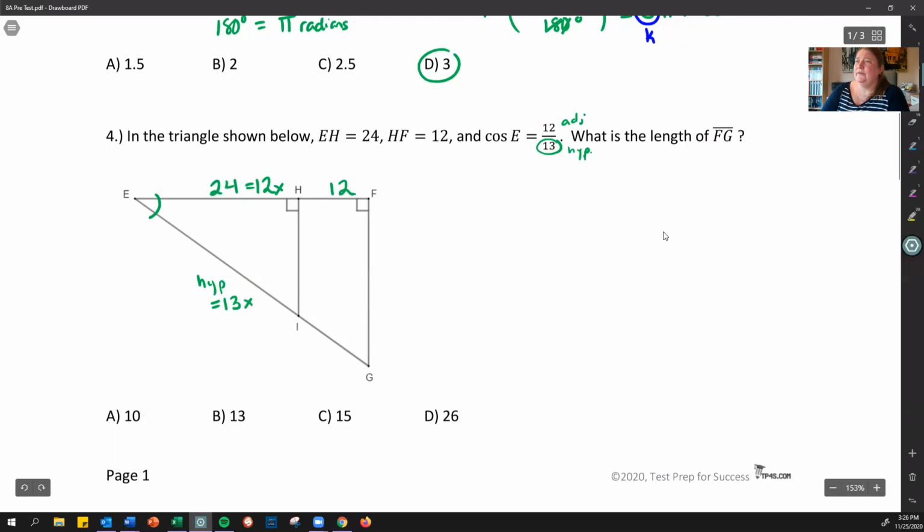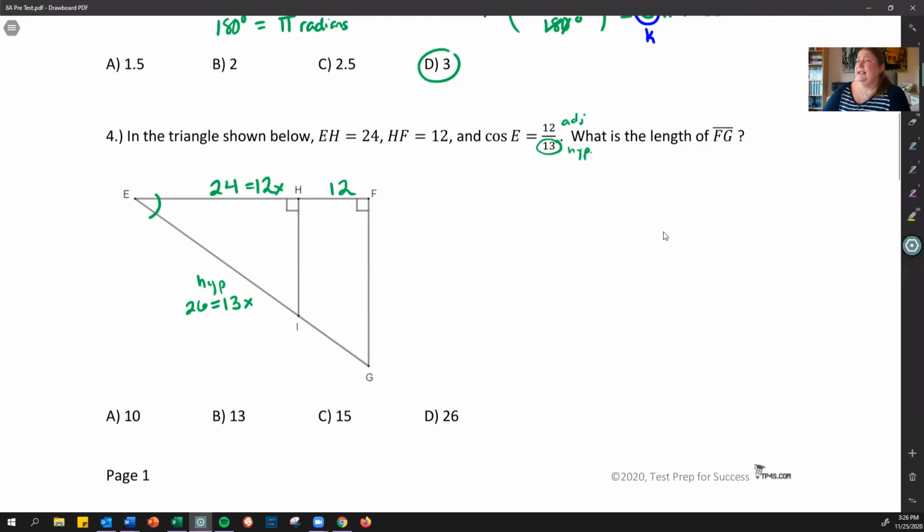And then looking that 24 is 12x, I think you can solve that equation in your head and say, oh, x must be 2 because 12 times 2 is 24. So now that we know x is 2, we'll say 13 times 2 is 26. Oh, I know what the hypotenuse is. The hypotenuse is 26 here.